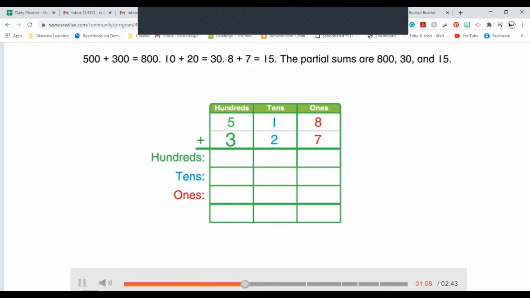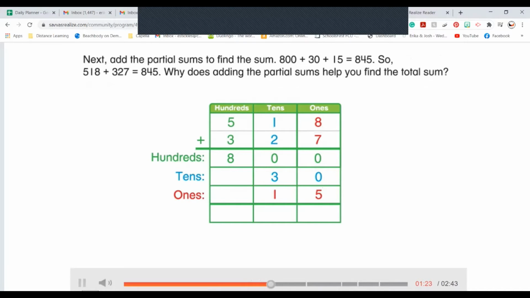500 plus 300 equals 800. 10 plus 20 equals 30. 8 plus 7 equals 15. The partial sums are 800, 30, and 15. Next, add the partial sums to find the sum. 800 plus 30 plus 15 equals 845. So, 518 plus 327 equals 845.